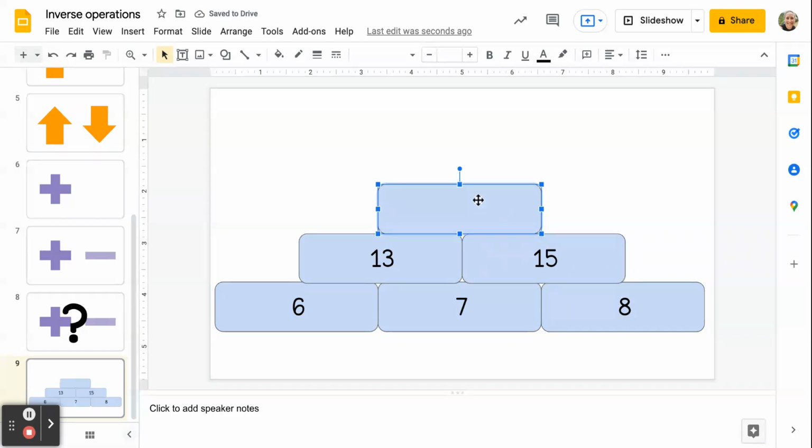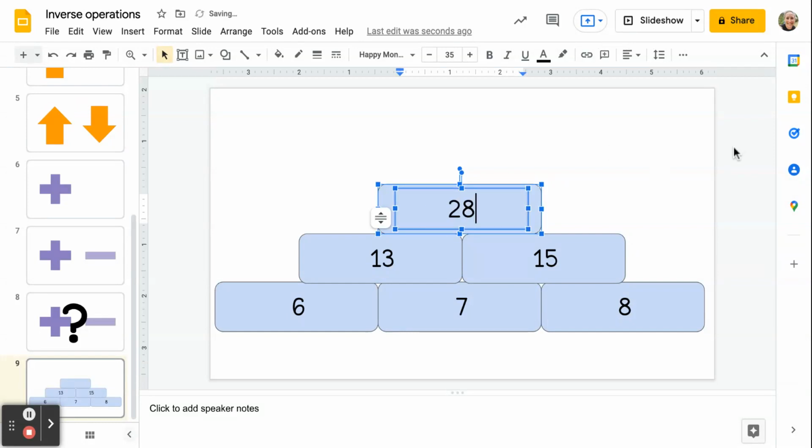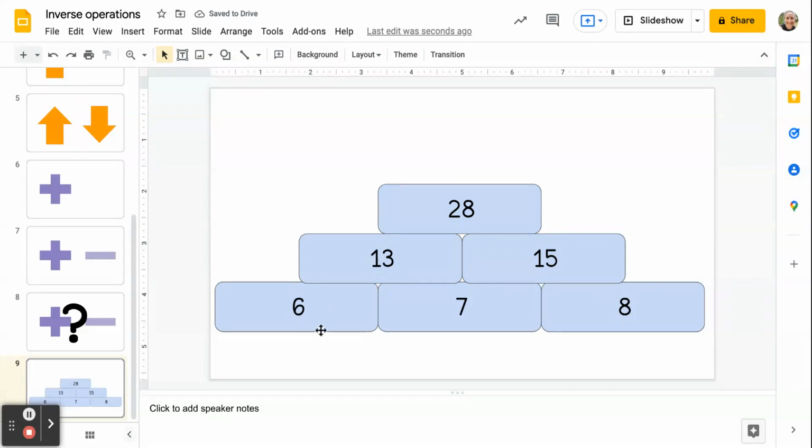And now we add those two together to find out what our top block on our pyramid is. 13 and 15 is, my favourite number, 28. So by working backwards here, we were able to figure out what this missing number is, and then we just moved forwards to find what these two missing numbers are.